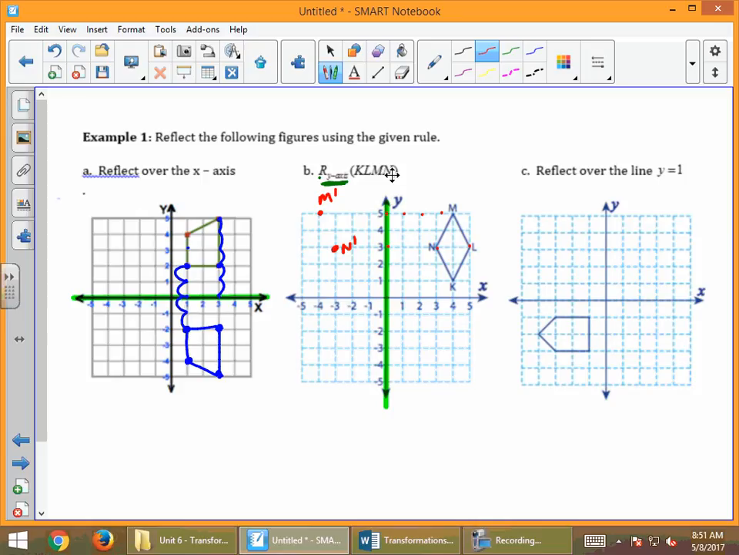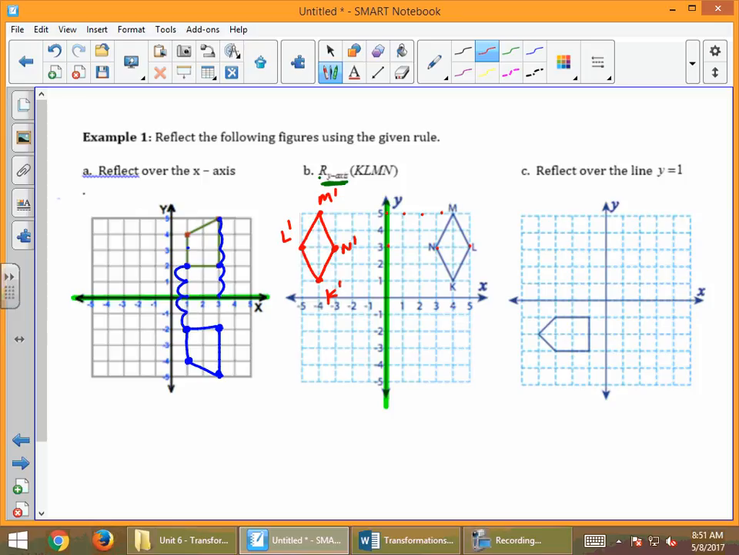L is 1, 2, 3, 4, 5. So we're going to go 1, 2, 3, 4, 5 in the other direction. K is 1, 2, 3, 4. 1, 2, 3, 4 in the other direction. Label that K prime. And then just connect.